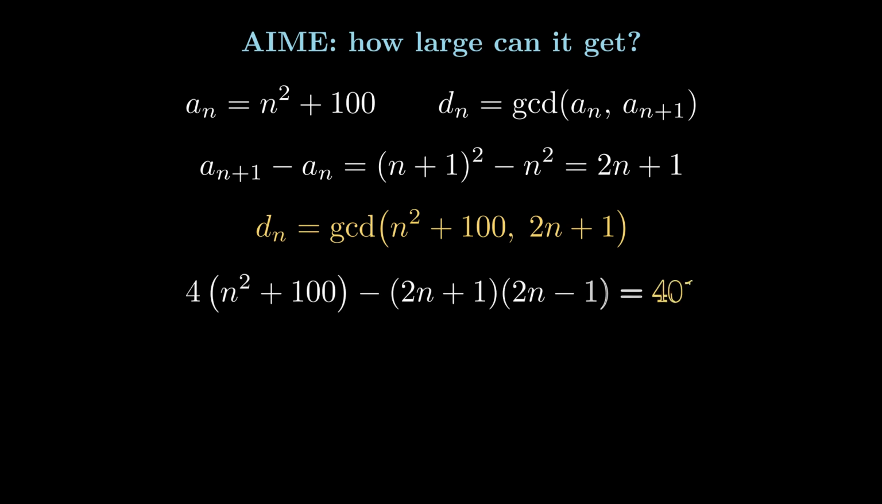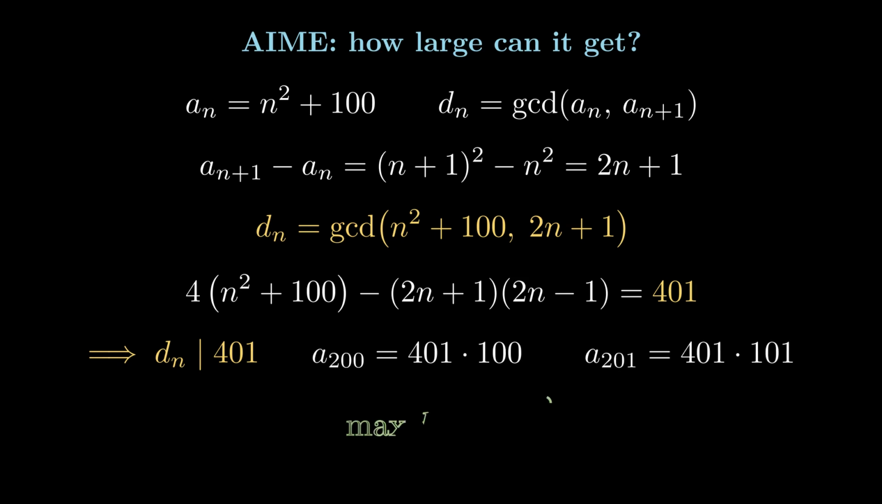One clever combination helps us out. 4 times the quadratic minus (2n plus 1) times (2n minus 1) gives us exactly 401. So d_n always divides 401 no matter what n is. At n equals 200, both terms are multiples of 401. The answer is 401 for the greatest common divisor.